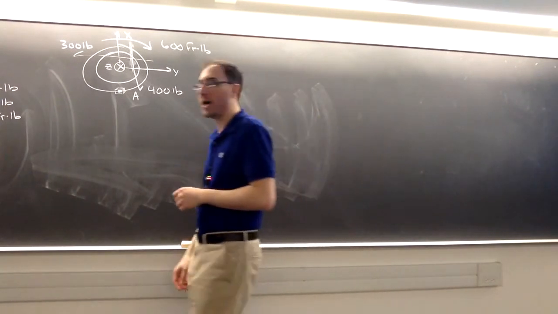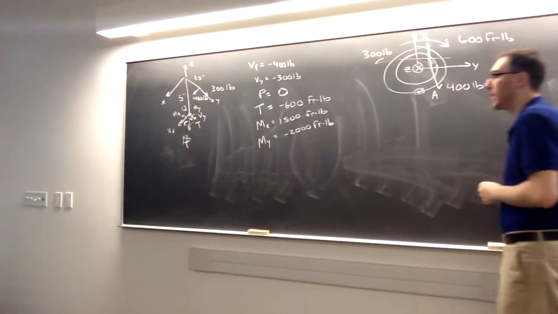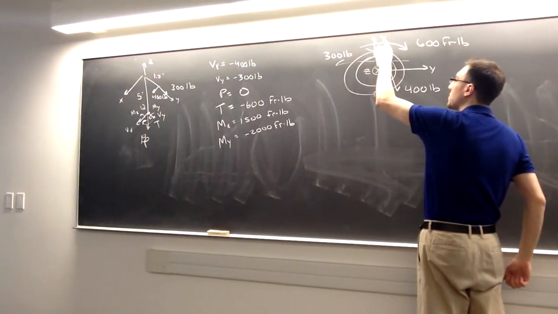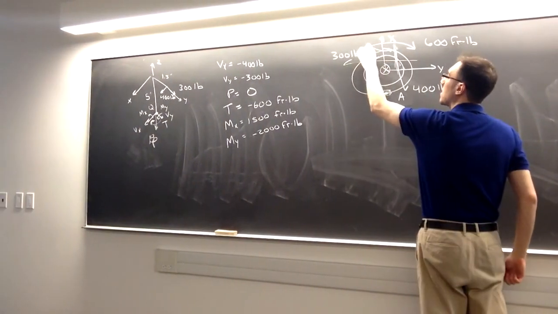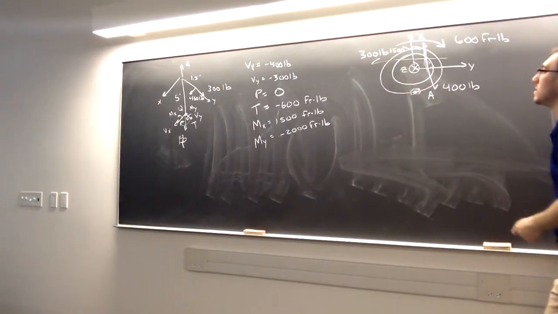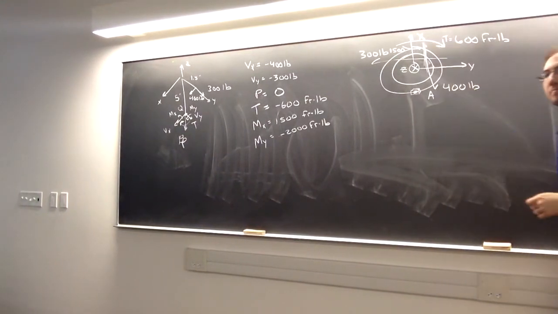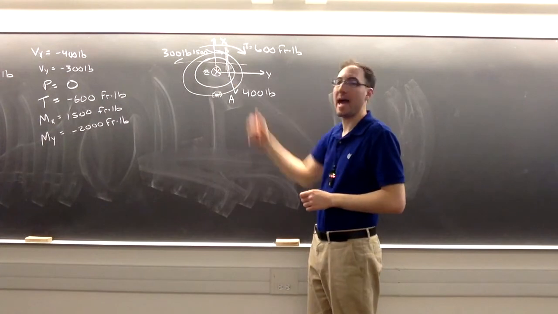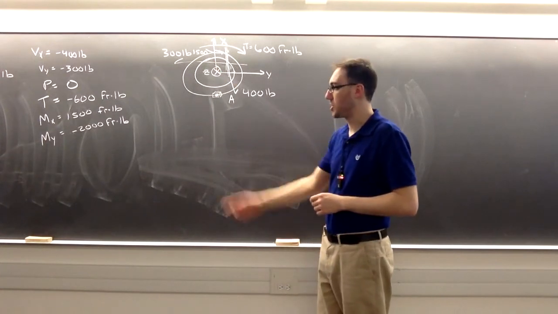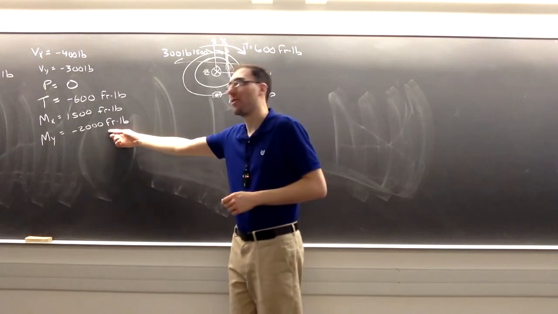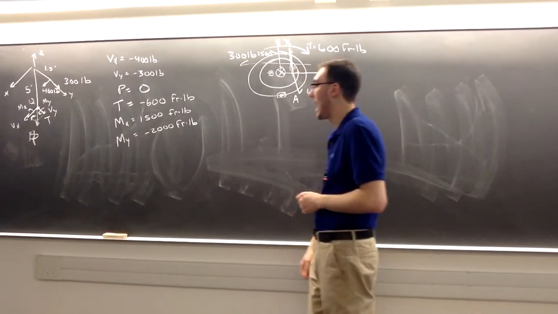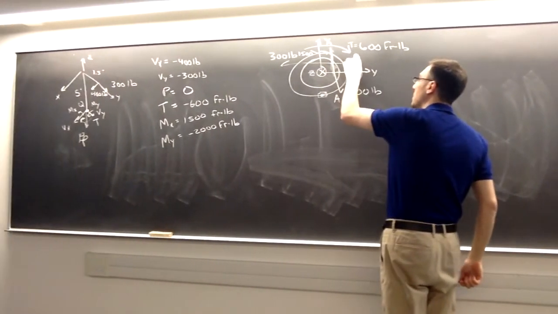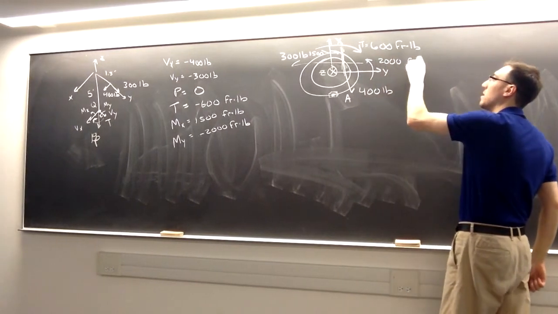Mx, I assumed it was positive around x, and it is. So I'll have a 1,500 foot-pound moment around the positive x-axis. So that will be in this direction. Right, so again, T is around the z-axis. This 1,500 is going to be around the x-axis. And my My, I assumed was around the positive y-axis. It's actually around the negative y-axis. So around the y-axis, in the negative direction, I'll have this 2,000 foot-pound moment.